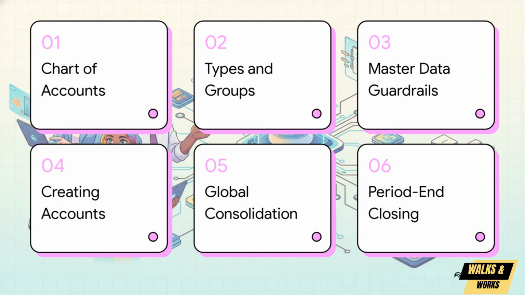So here is our roadmap for today's explainer. 1. The chart of accounts blueprint. 2. Account types and groups. 3. Guardrails for master data. 4. Creating and maintaining accounts. 5. Global consolidation and currencies. And finally, 6. Period end closing practices.